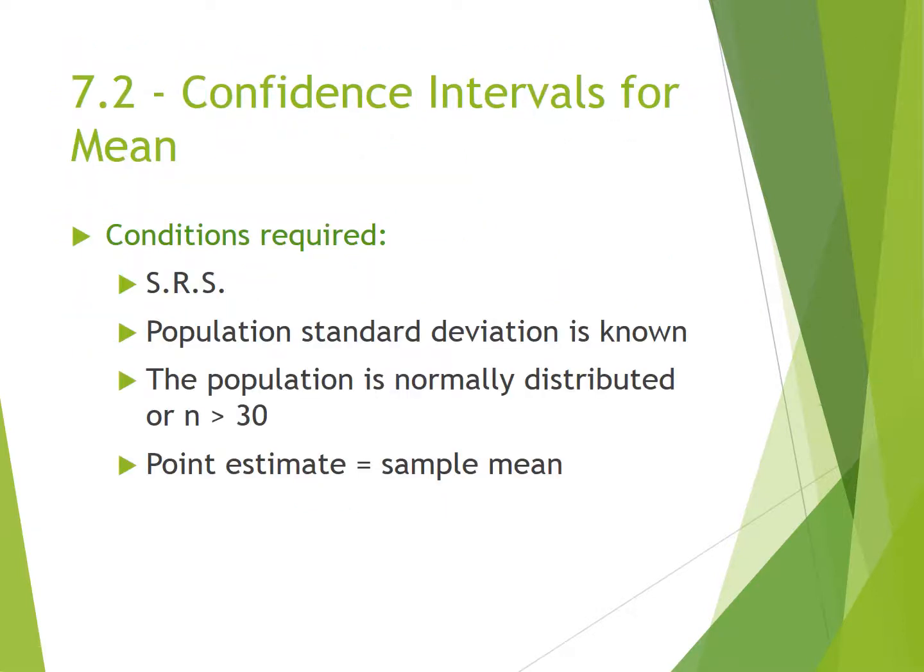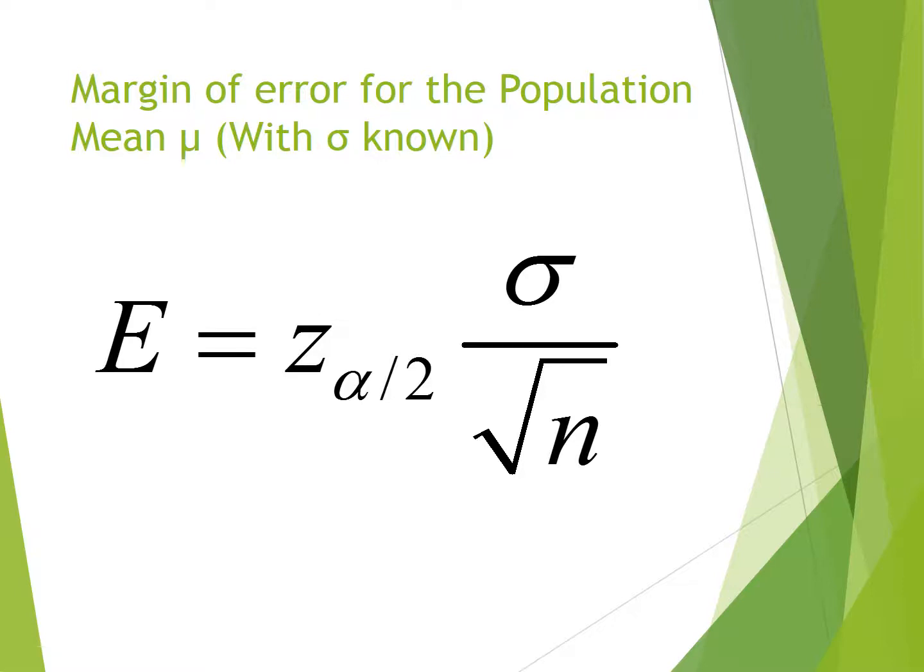Now the next one we're going to look at is confidence intervals for the mean, and the conditions are a simple random sample, the population standard deviation is known, and the population is normally distributed or n is greater than 30. Then our point estimate is the sample mean. The confidence interval for the population mean with sigma known uses a z critical value times, remember the standard error of the mean?